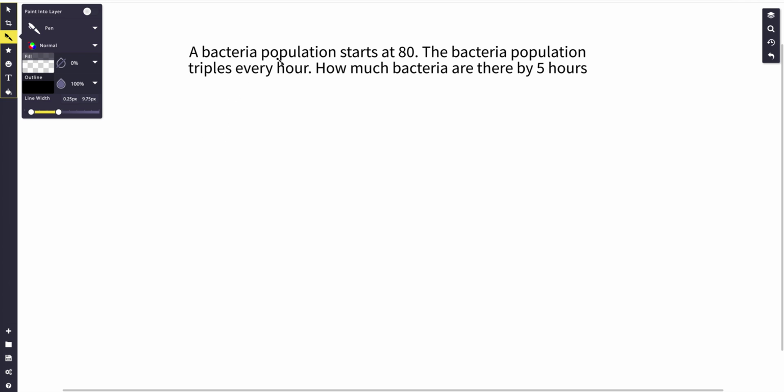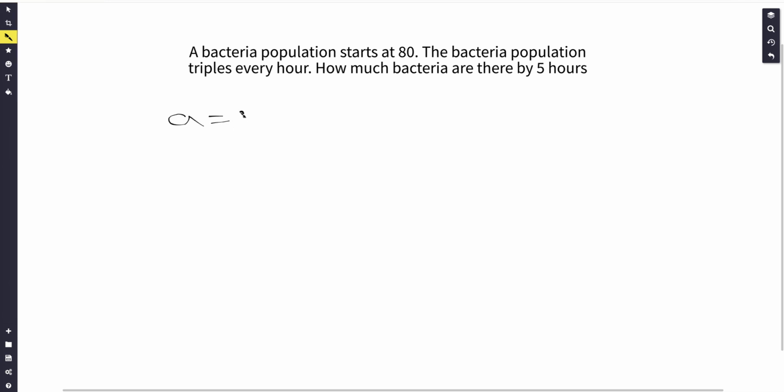Okay, so bacteria population starts at 80. So that means our initial value, A, is going to be 80. And then we know that the population triples every hour. So that actually makes it really straightforward for us. When something triples, it increases, so that means that B value is just simply going to be 3. And then we need to find how much bacteria there will be at 5 hours. So we know X is equal to 5. I'm just going to label hours.